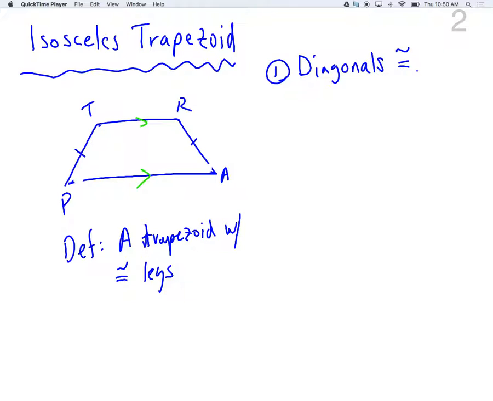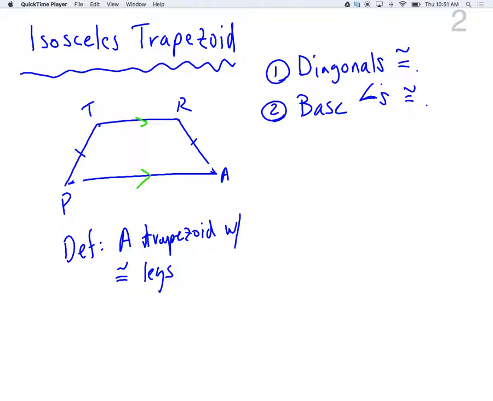Yes. Angle P equals angle A. Base angles are congruent. I think we're good with that.